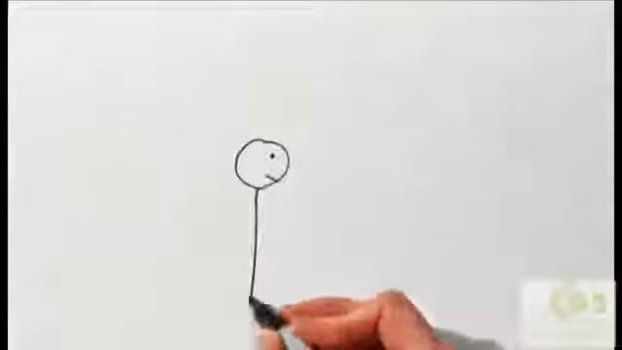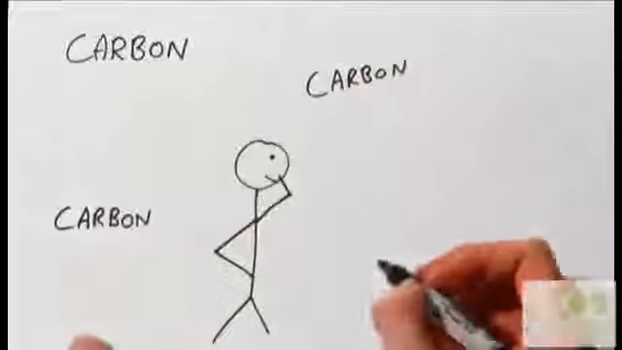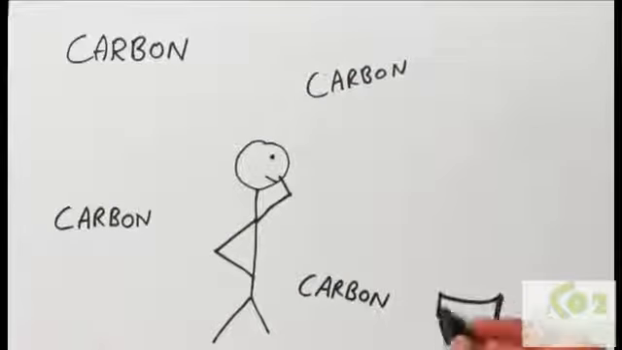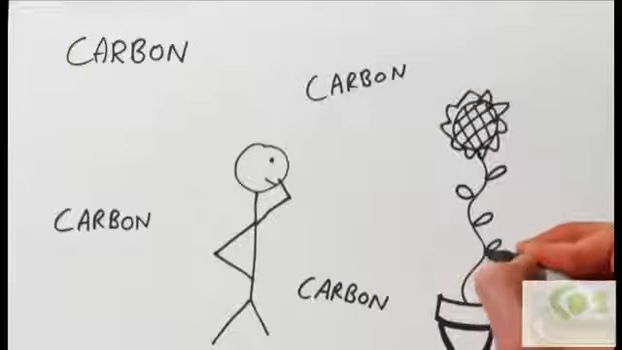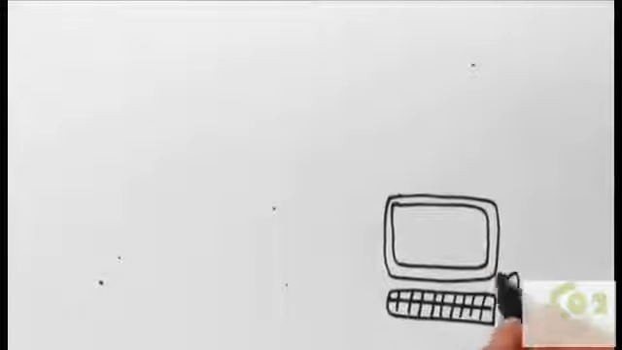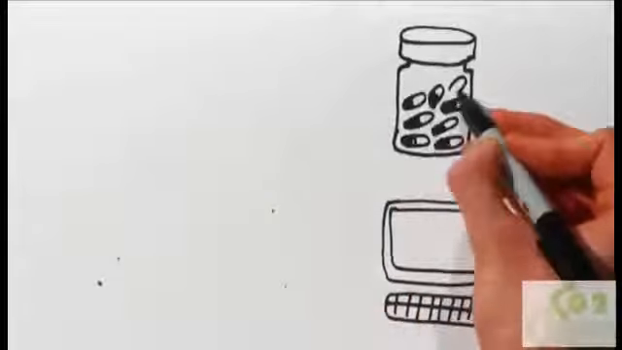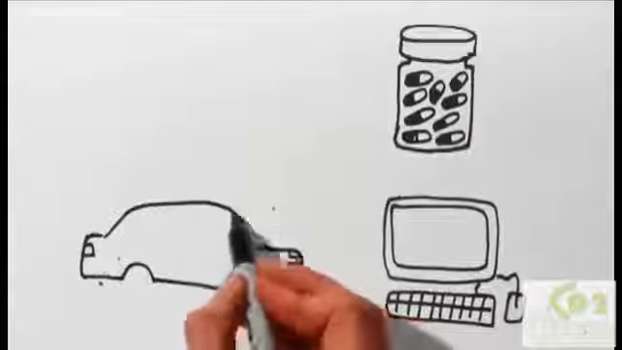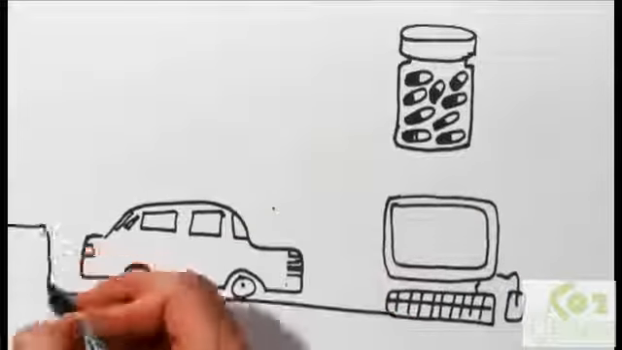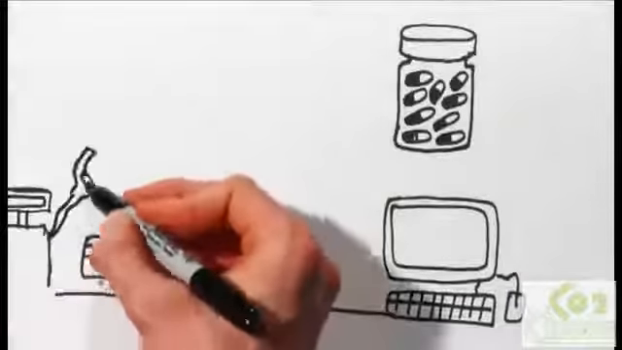Carbon is all around us. All living things contain carbon, from plants to people. It is one of the essential building blocks of life. Carbon is also in most of the things we use every day. For example, computers, medicines, plastics, cars, cement, transport fuel and buildings all contain large amounts of carbon.